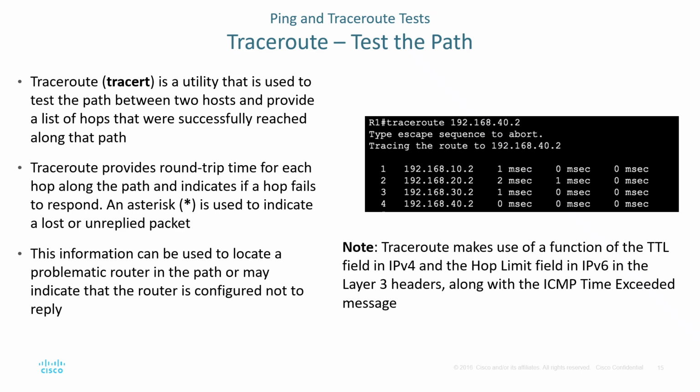Now, traceroute actually tests the path. So traceroute will tell you, and this is based on how many hops. And don't forget, a hop is equal to a router. So traceroute and tracert is a utility that is used to test the path between two hosts and provide a list of hops that were successfully reached along the path. So traceroute, as you see here, is used on an intermediary device.